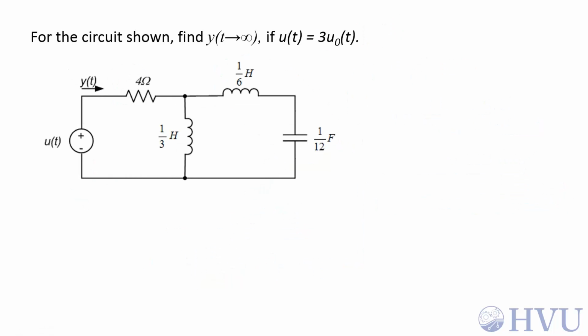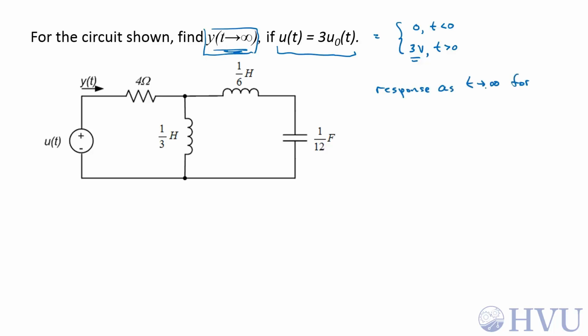Next, we have the same circuit. We want to find y as t goes to infinity if u of t is this step function, 3 u0 of t. So this means u of t is 0 for t less than 0 and 3 volts for t greater than 0, and it remains constant forever. So in this problem, we want the response as t goes to infinity for a constant input.